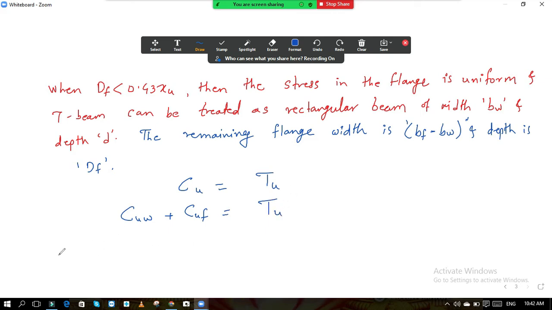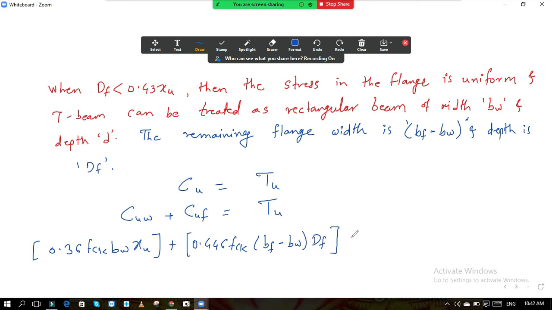Now if I write the formula for both of them, it will be 0.36 FCK BW into XU for CUW, the compressive force in the web. And for the compressive force in the flange, it will be 0.446 FCK, the maximum stress, into the area, BF minus BW into DF, which we must equate to 0.87 Fy AST. If you understood this, then it is very good.